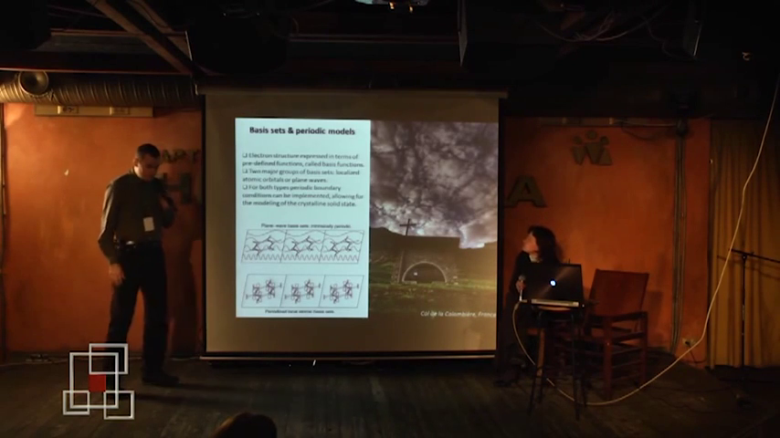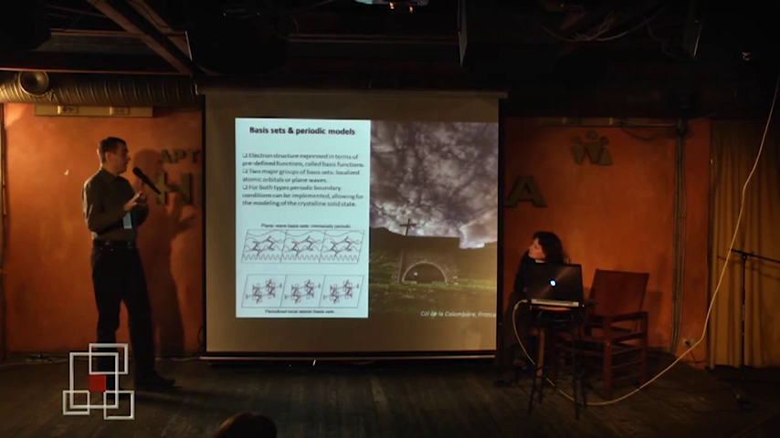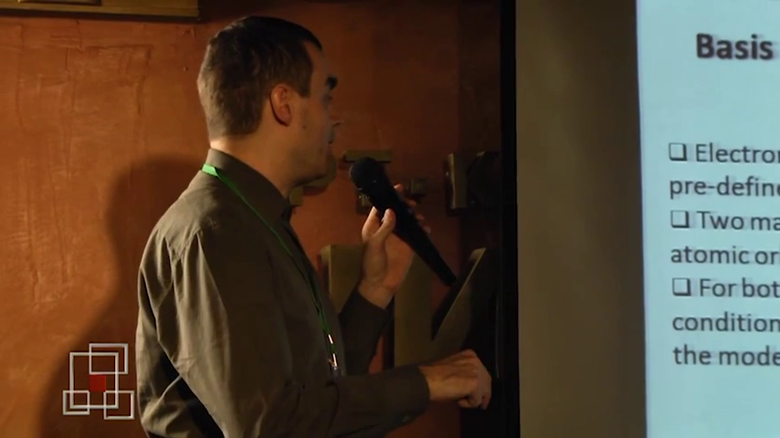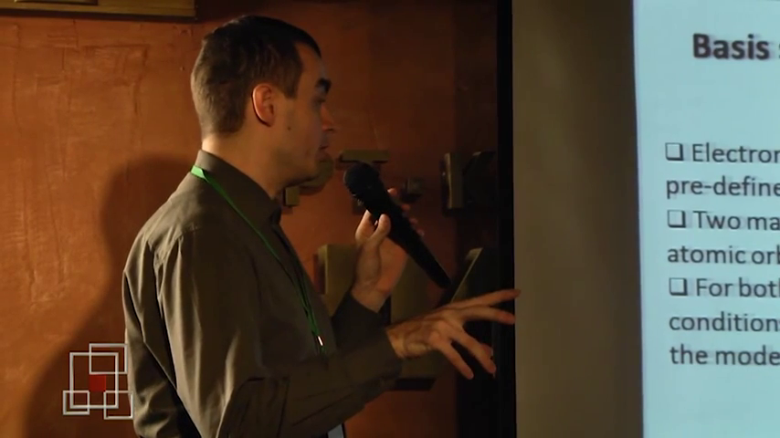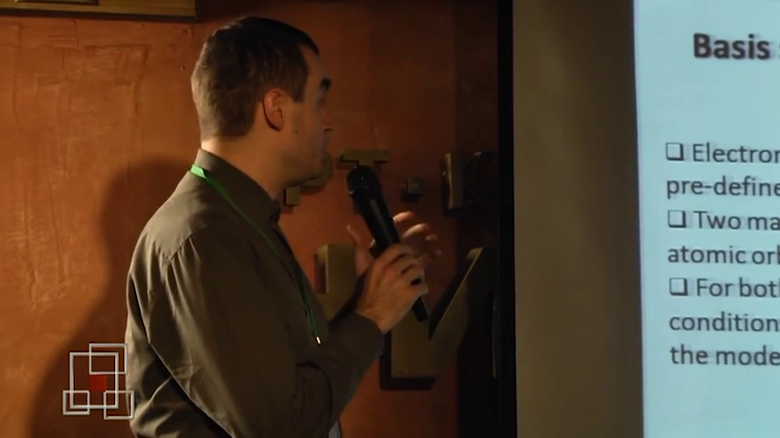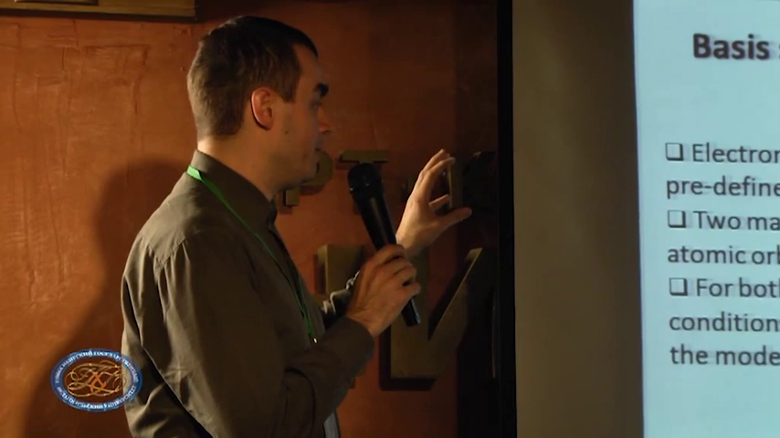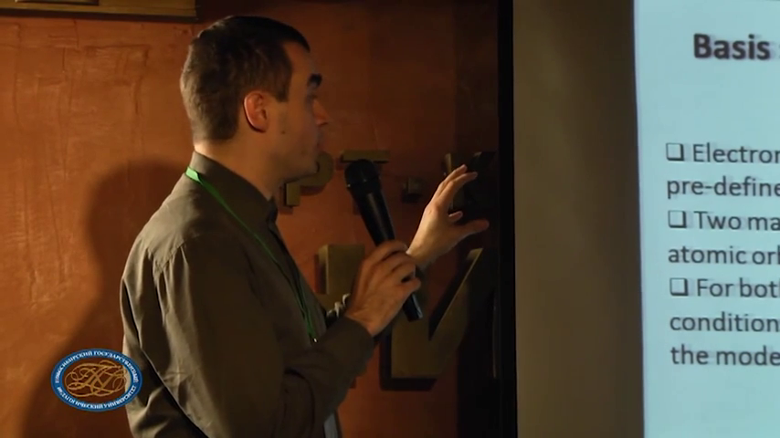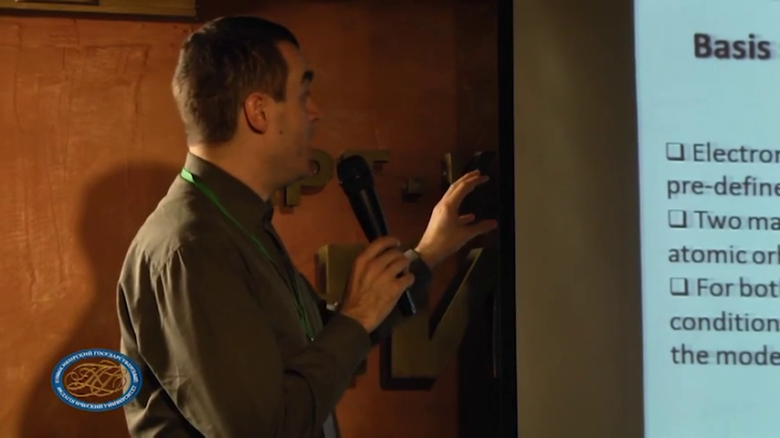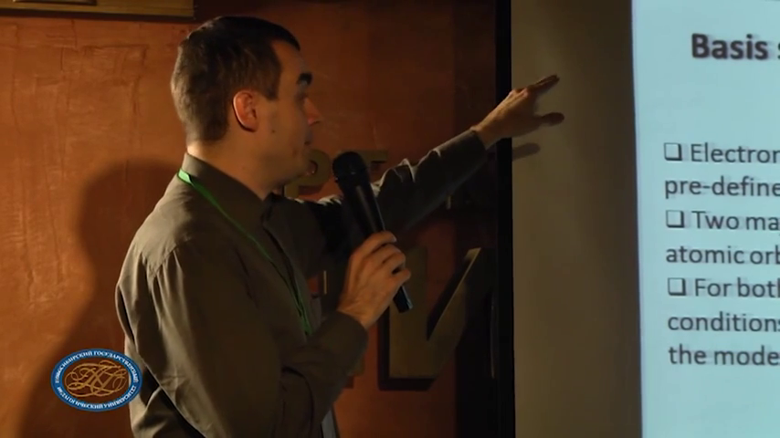Okay, just a very short notice. The methods explained or discussed above are about the solving of the Schrödinger equation. But there also has to be the mathematical form in which the electronic wave function is expressed. And this form is called the basis set.